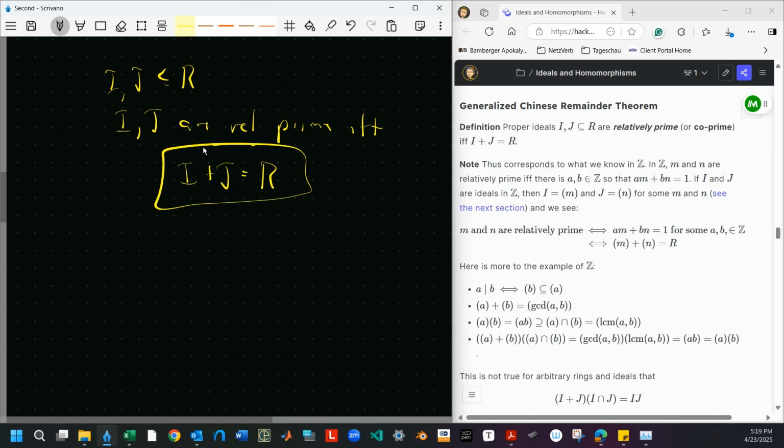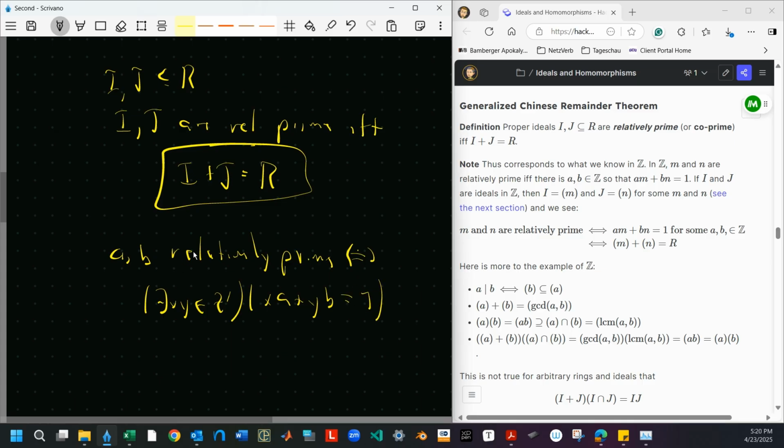So it's like that. Now, what does this have to do with relative primeness in the integers? Well, because of Bezout's theorem, right? If I have A and B relatively prime, so this was if and only if there exists an X and Y. We just use that above there. There exists an X and Y in Z, right, such that XA plus YB is equal to 1, right? But this is if and only if.